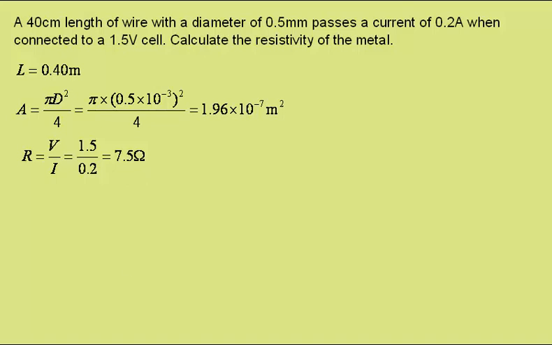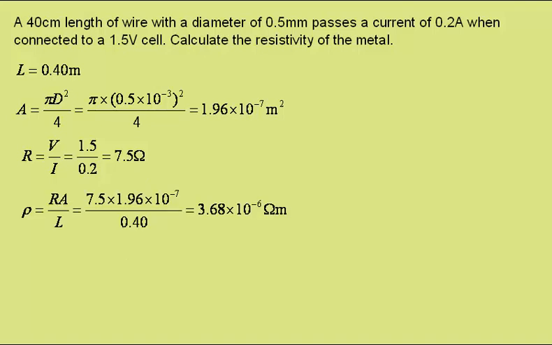Now we're asked to find resistivity, so we're ready to write our equation: resistivity is equal to resistance multiplied by area divided by length. And we found the resistance of 7.5 ohms, the area of 1.96 times 10 to the minus 7 square meters, and the length of 0.4 meters, giving a resistivity for this material of 3.68 times 10 to the minus 6 ohm meters.